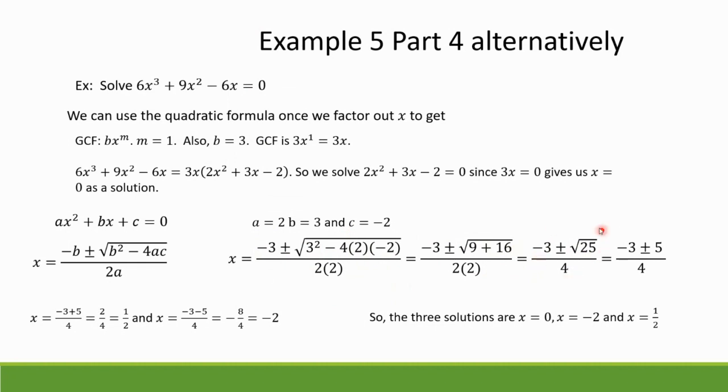So we have this square root of 25. What's the square root of 25? 5. And so we get the two solutions are negative 3 plus 5 over 4, which is just a half. The other one is negative 3 minus 5 over 4, which is negative 8 over 4, which is negative 2. So again, along with this solution, we get these as our 3 solutions, which is what we got before, so that's a good sign.